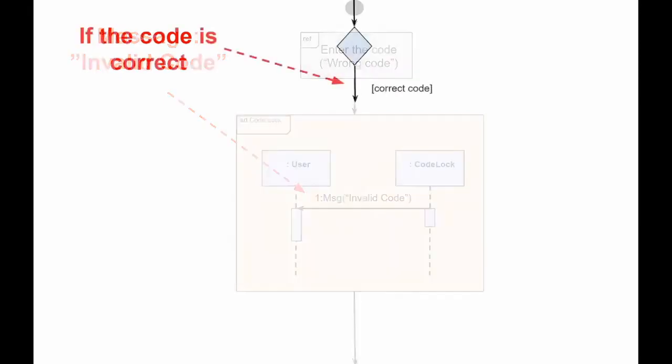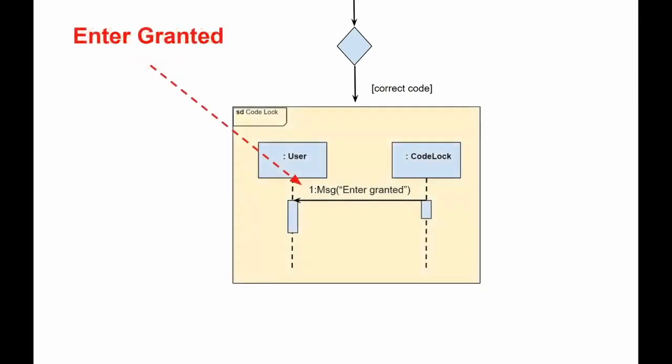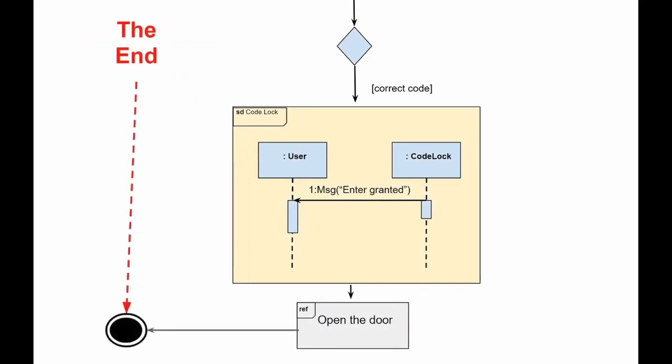The following is a decision node with a valid pin code interaction constraint. This means that only if the code is entered correctly, the grant access interaction follows. This is followed by an interaction use, let's call it door opening. The door is now unlocked, end of story.